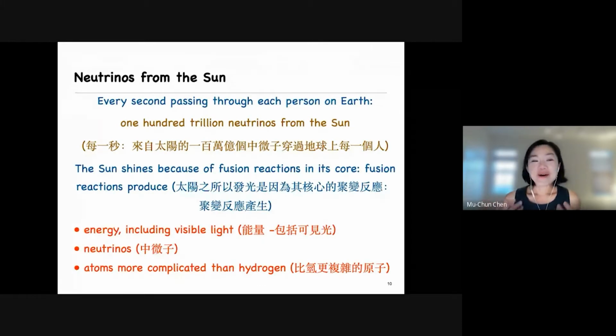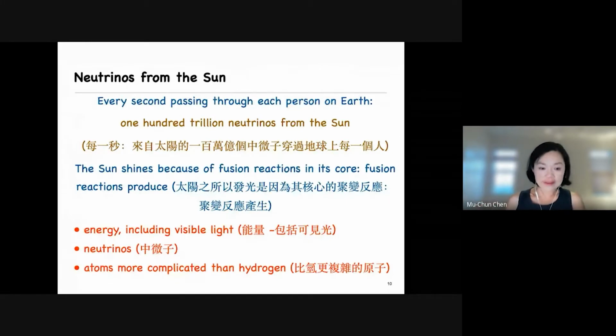One of the sources of neutrinos is the sun, right? So 太阳制造很多很多中微子. And it turns out there are 100 trillion, 100万亿 neutrinos coming from the sun, passing through each of us at every second. Okay? And the reason for this is because the sun shines due to the fusion reactions inside the core of the sun. And through these fusion reactions, 核能反应, it also produces both the energy, which includes the visible light, and that's why the sun is shining and warms us, right?